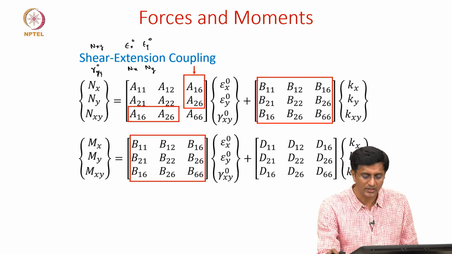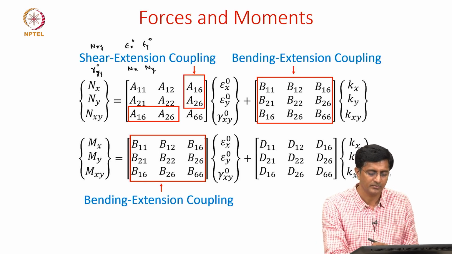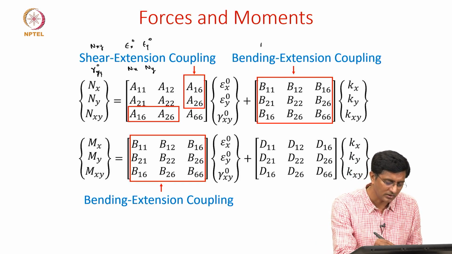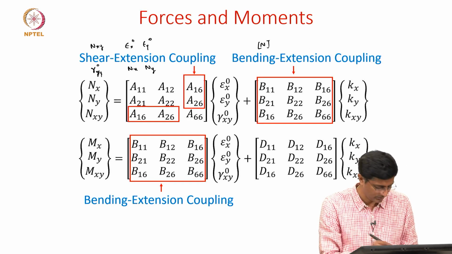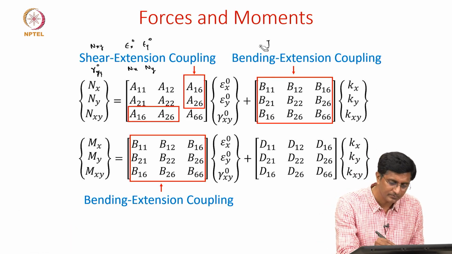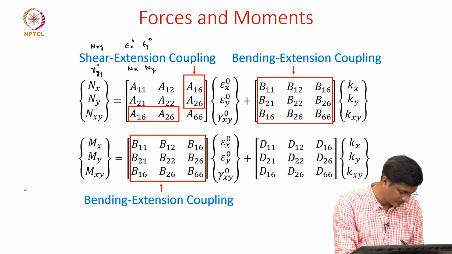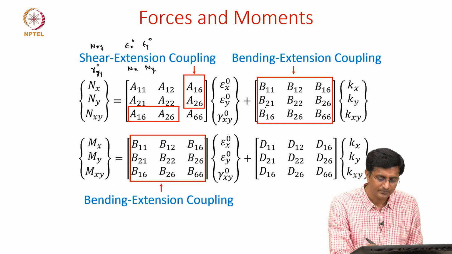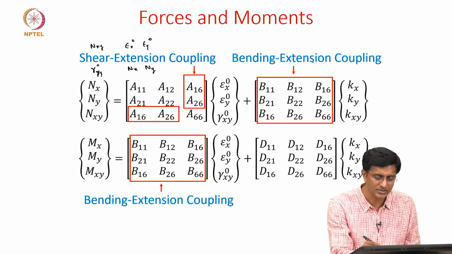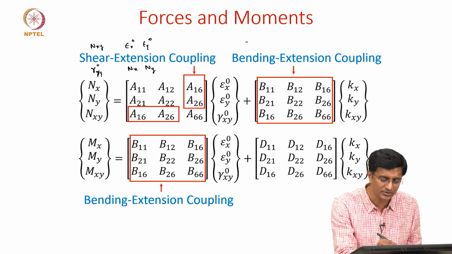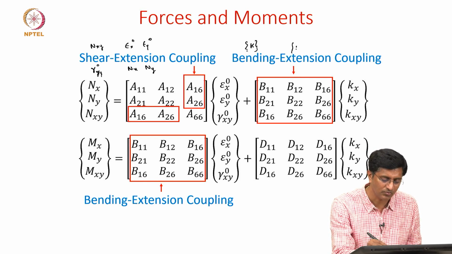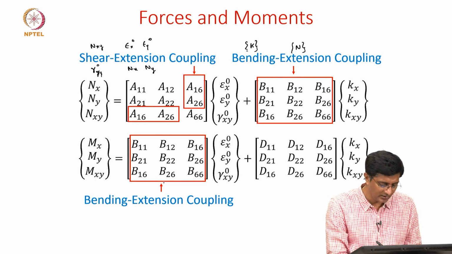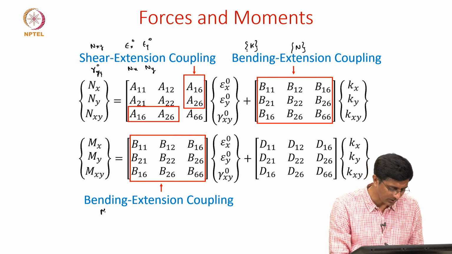So the B matrix we have already seen, this is the bending extension coupling. Where we are connecting the forces with the... so we call it bending extension coupling because here we are connecting the bending, which is through the curvatures, with the forces N. And this B matrix connects the bending in terms of the moments with the mid surface strains.